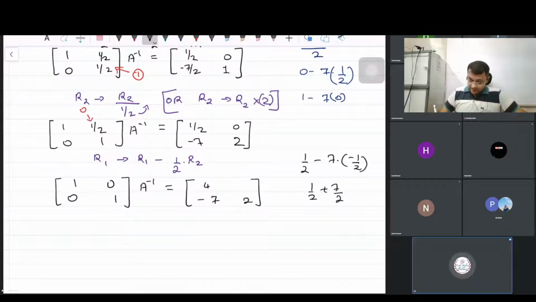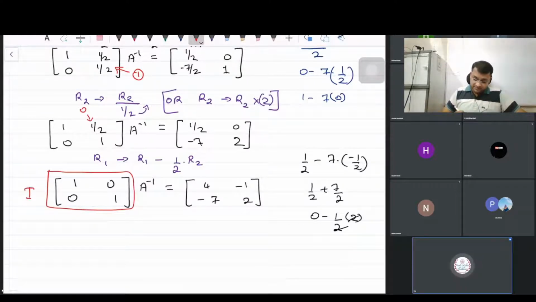The last number is 0. So 0 minus half multiplied by 2. So this is going to be equal to negative 1. So now guys, this matrix over here has been converted into I, and therefore I into A inverse, as we know already, is only equal to A inverse. So I am ready with my answer.